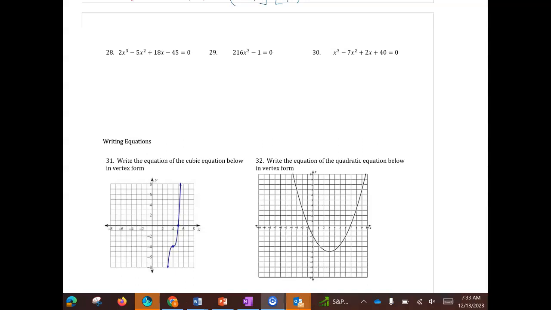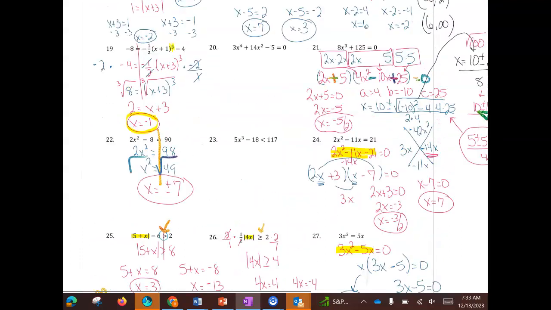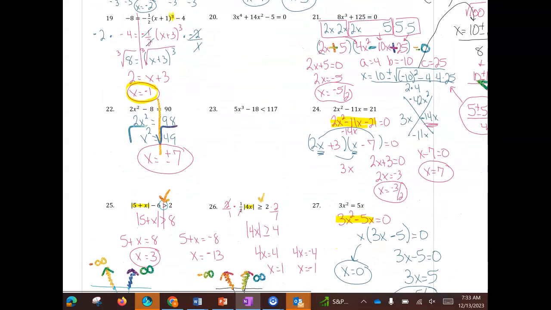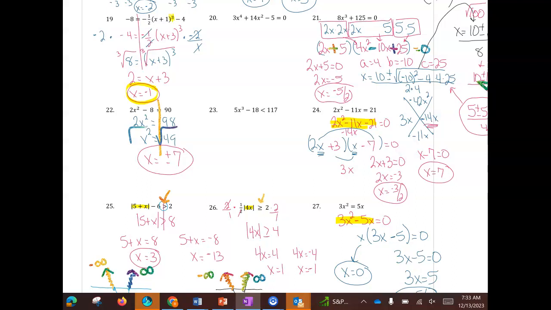All right, here we are on page 4. So we are still solving, and at this point, do we have, let's see. Let's hit our problems that are, well, actually, I take it back. We've got a little bit left to do on page 3. So let's start with number 20.